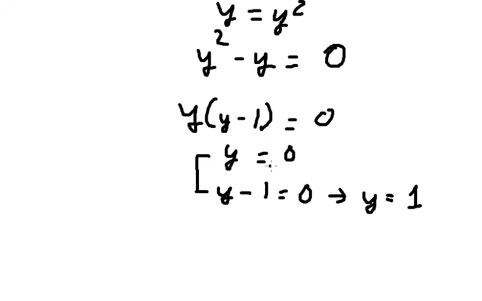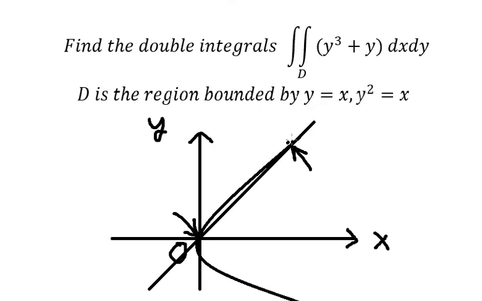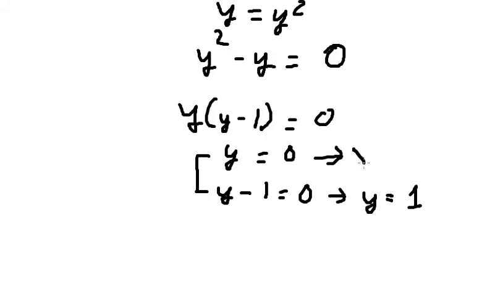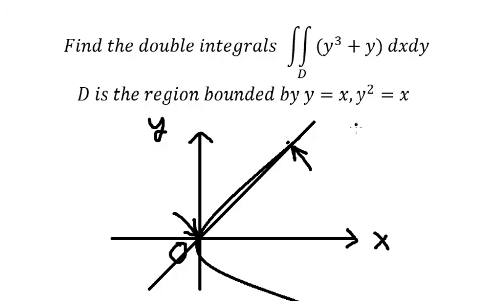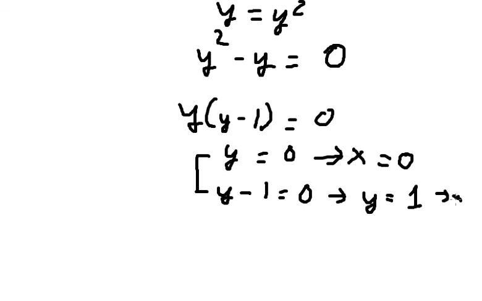After we find y equals 0 and y equals 1, we put 0 going here to find x equal to 0. Y equal to 1 we put in here, so we find x equals 1. And now we can put the bounds in here.